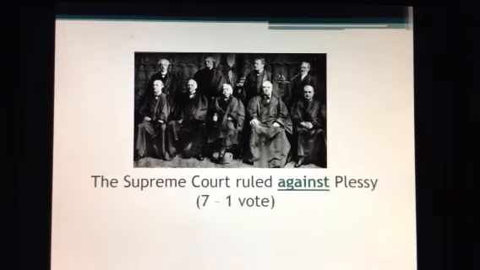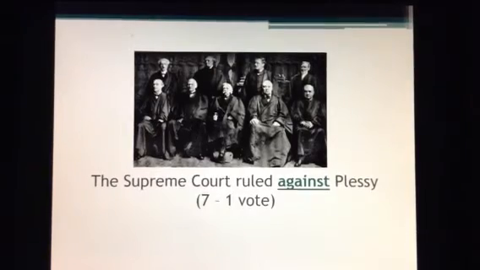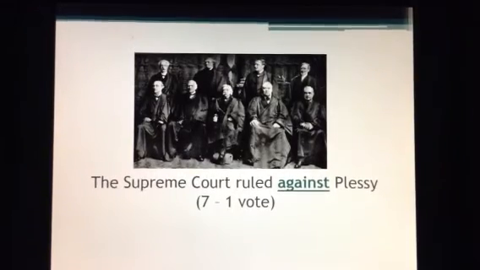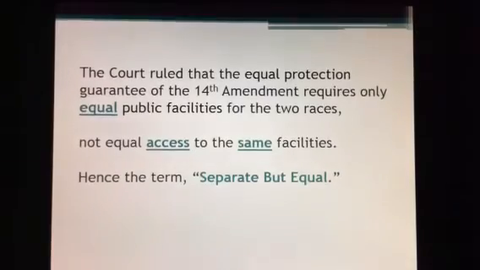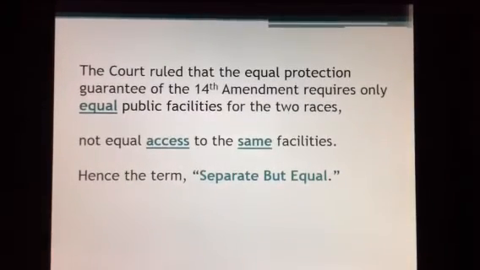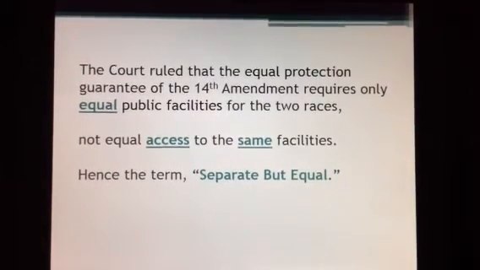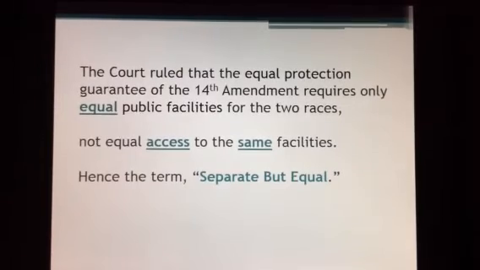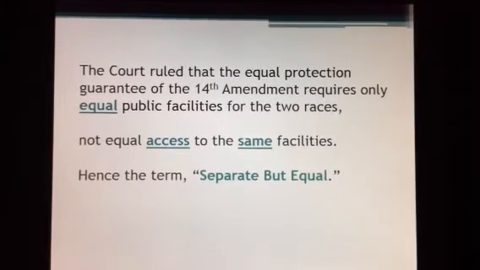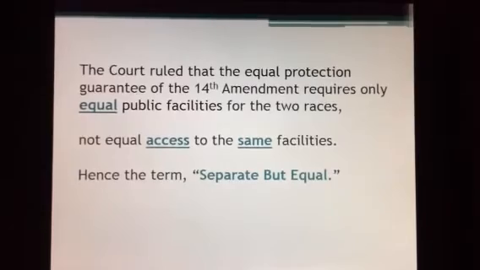There must have been a vacancy on the court at the time of the ruling in 1896, because we know there are 9 Supreme Court justices on the court. They said that the equal protection guarantee of the 14th Amendment only requires equal access to the same facilities. Equal access. Equal access. Hence the term separate but equal.